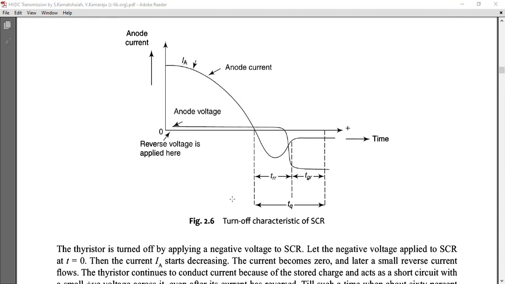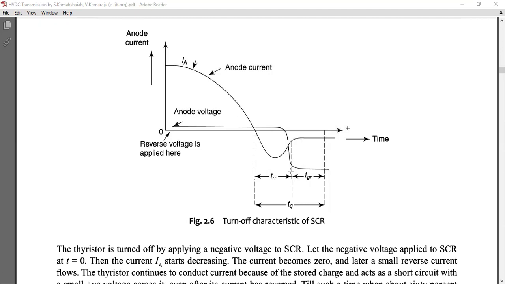First, we have to reduce the forward current to a value less than the holding current, and we have to maintain the reverse bias for at least a specific period of time. If you can maintain it for that specific period of time, then we can turn off the SCR. Until then, the SCR will not turn off. So see here, the thyristor is turned off by applying negative voltage to the SCR.